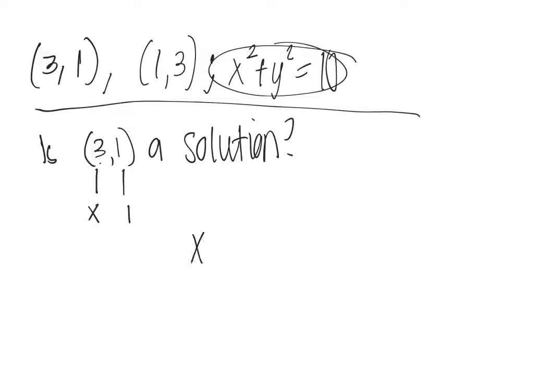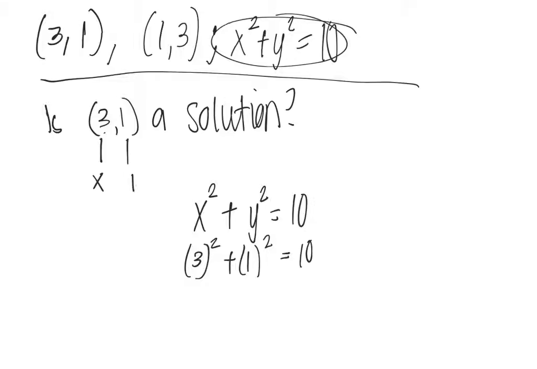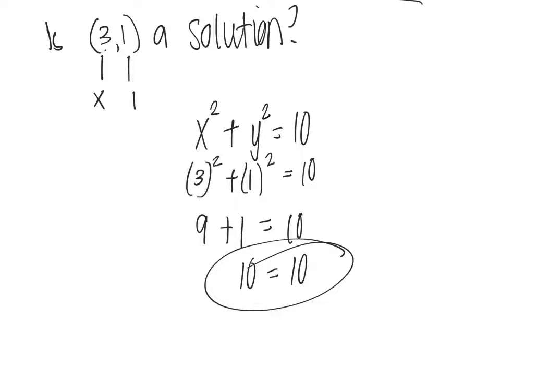So if your equation is x squared plus y squared equals 10, then you'll say 3 squared plus 1 squared equals 10. I get 9 plus 1 equals 10. 10 equals 10. That's a true statement. So the options it gives you is yes and no. So since it produced a true statement, it's going to be yes. Does that make any sense?